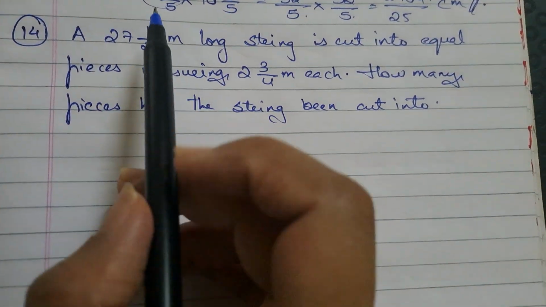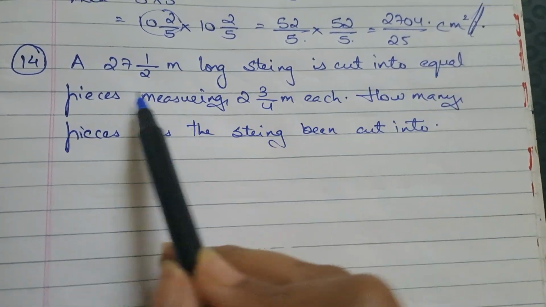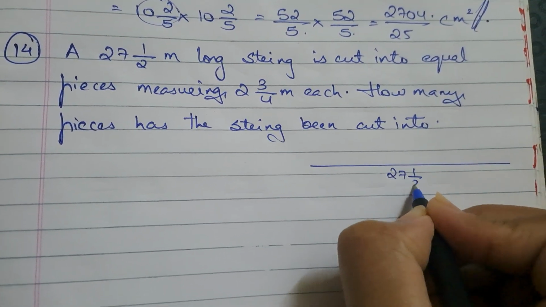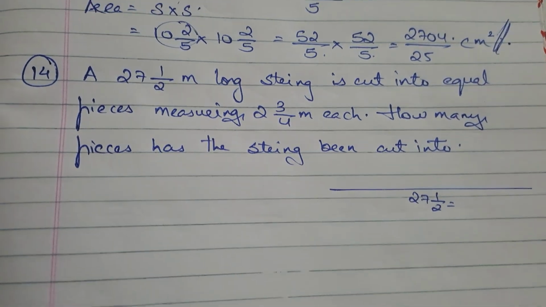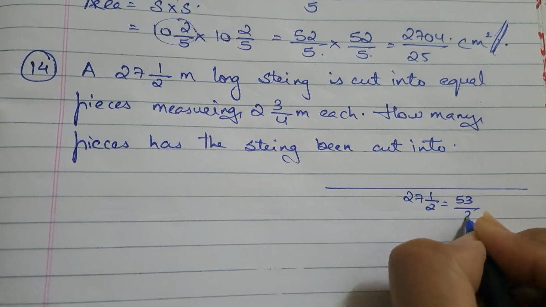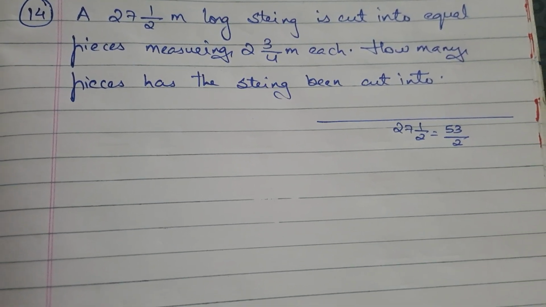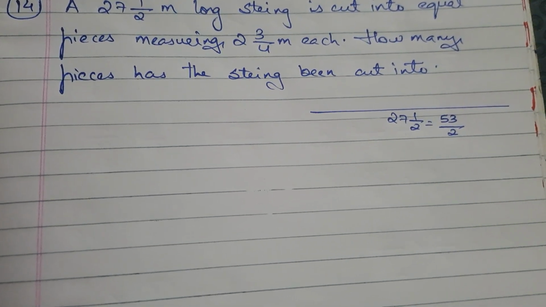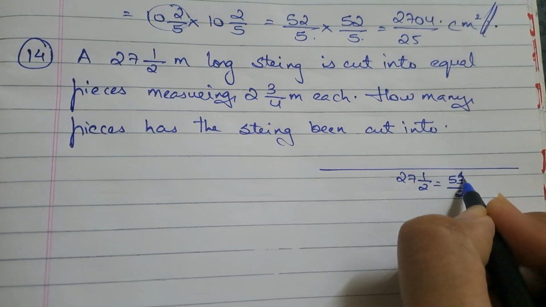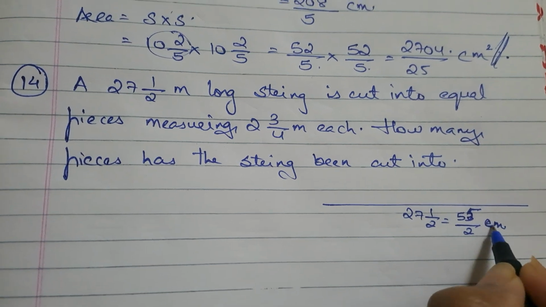Moving ahead to the 14th question, it says that a 27 1 by 2 meter long string is cut into equal pieces. Okay, there is a long string which is 27 1 by 2, which becomes 27 times 2 is 54, 55 upon 2 is what I get. Sorry, 55 upon 2 meters long string is there.